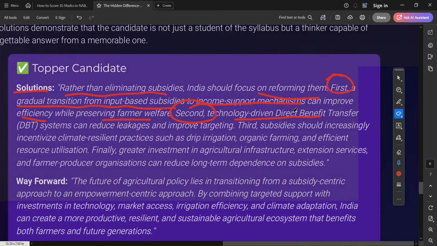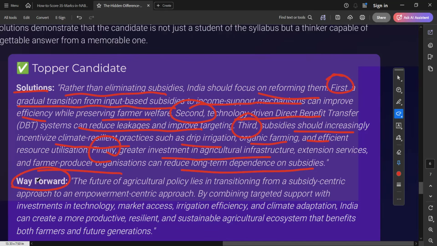Second, tech-driven DBT can reduce leakage and improve targeting. Third, subsidy should increasingly incentivize climate resilient practices like this, and this. Finally, greater investment in agriculture extension services and farmer producer organization can reduce long-term dependence on subsidy.